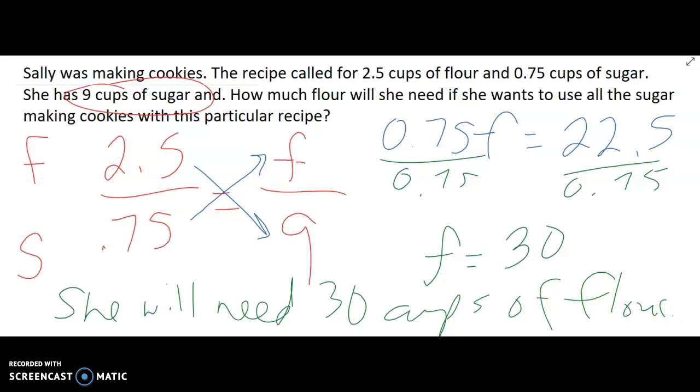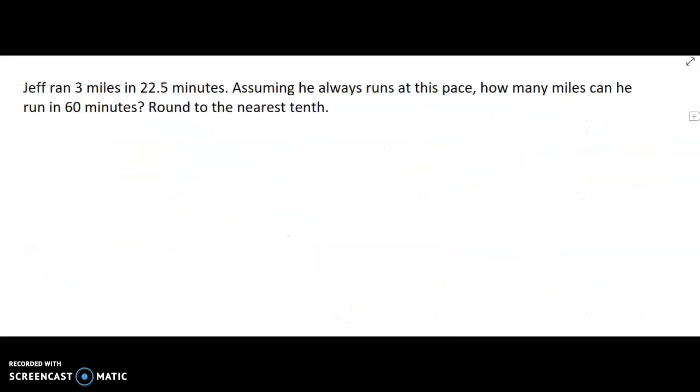Right? Because math is more than just a number, right? These numbers all have meaning. It's important to be able to not only do the math, but understand what that answer means. All right, let's do another one.